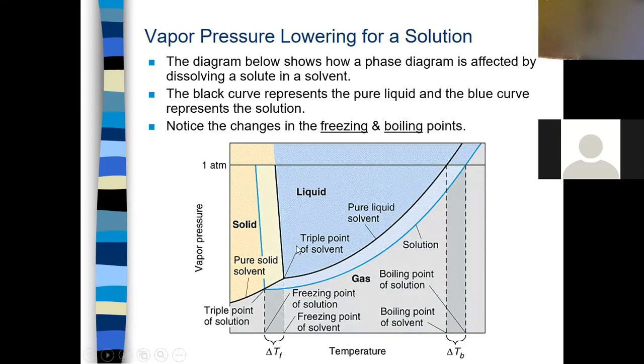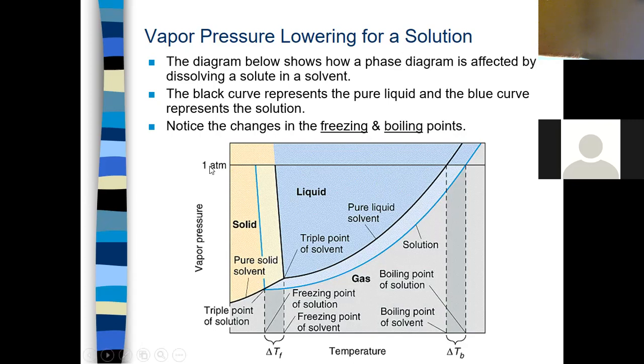We saw them in the liquids and solids unit. Pressure or vapor pressure on the y-axis and temperature on the x-axis. The black curve says solvent, but from the shape of the curve, that's almost certainly water, isn't it? Because of this negatively sloped boundary to solid and liquid. So the black curve here is water, pure liquid water.